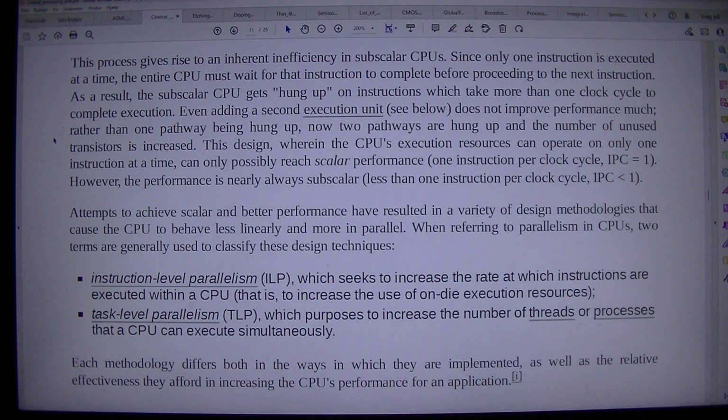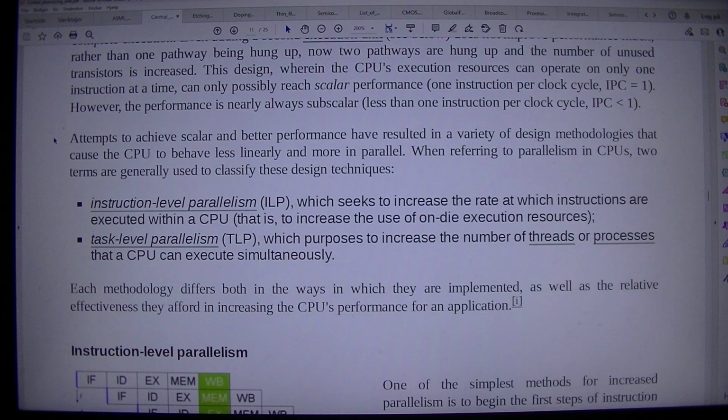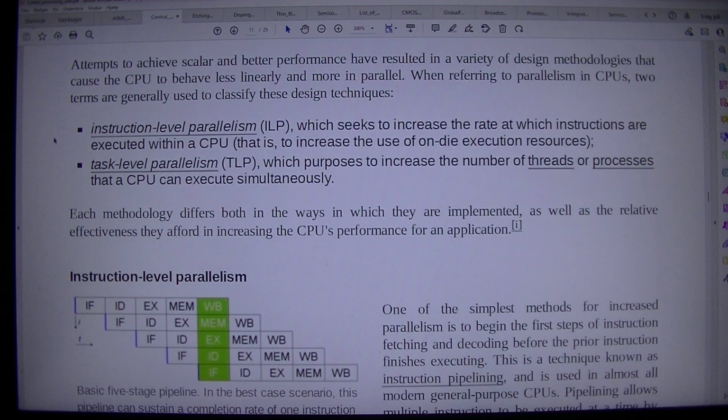This design, wherein the CPU's execution resources can operate on only one instruction at a time, can only possibly reach scalar performance, one instruction per clock cycle, IPC = 1. However, the performance is nearly always subscalar, less than one instruction per clock cycle, IPC < 1. Attempts to achieve scalar and better performance have resulted in a variety of design methodologies that cause the CPU to behave less linearly and more in parallel.